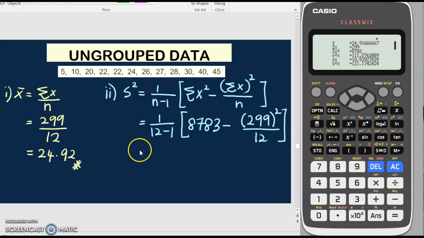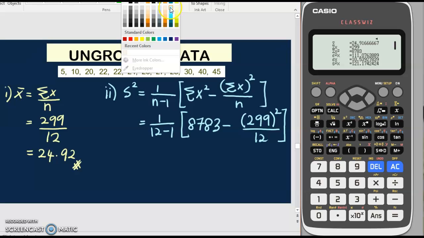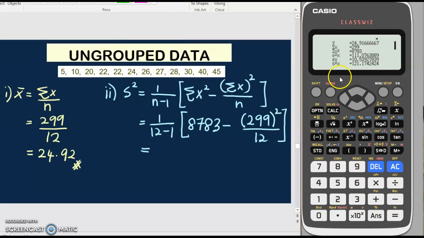And then our variance, we are going to take the value here, s square x. So this one is variance of the sample, 121.174.